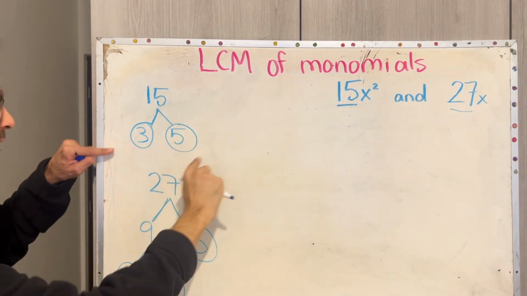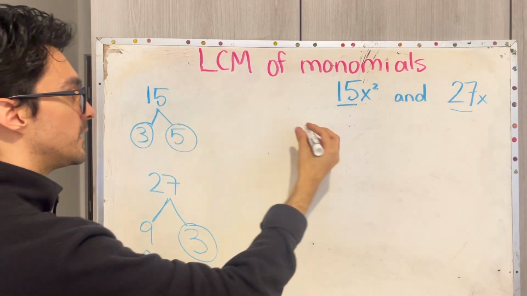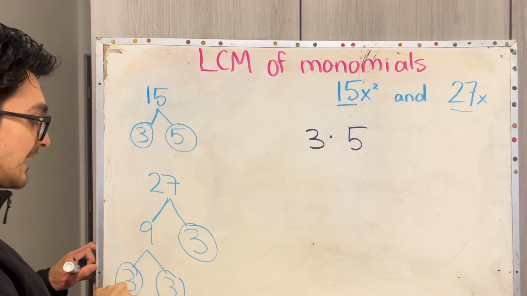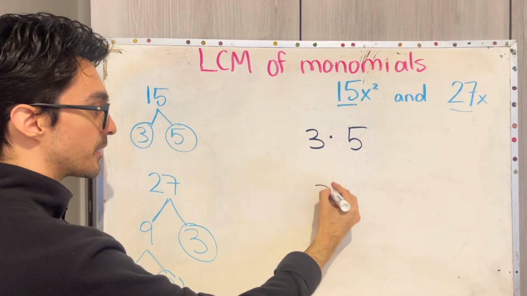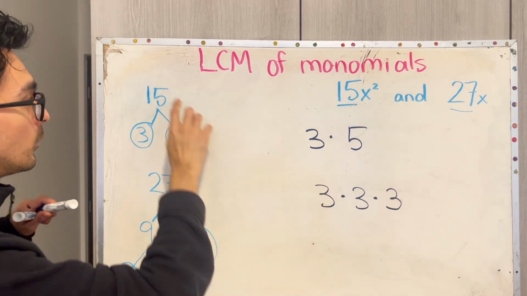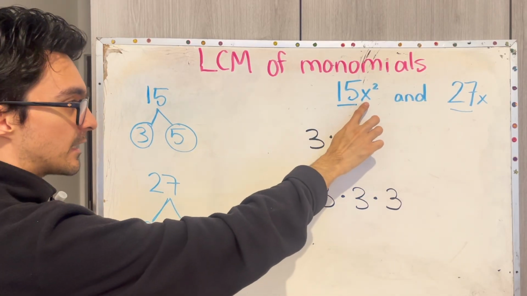So I'm going to go ahead and write the corresponding multiplications horizontally. For 15, 3 times 5. And for 27, 3 times 3 times 3. Now, so far I have worked only with the constants. Let's go now to the variables, the letters, in this case letter x.